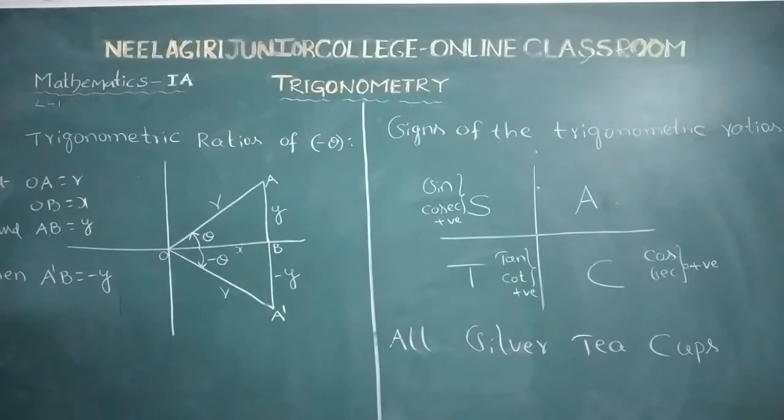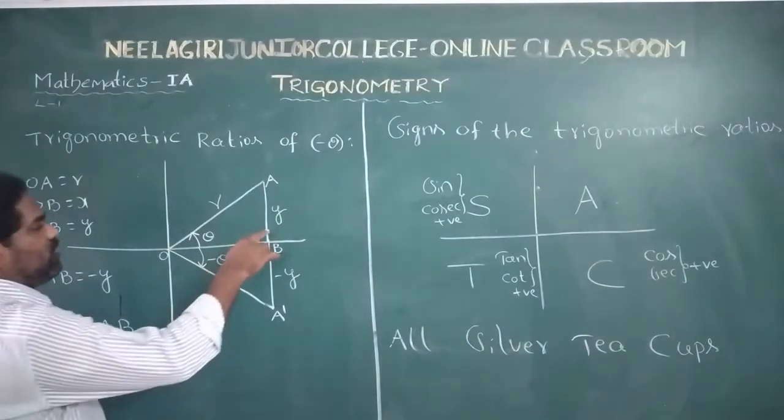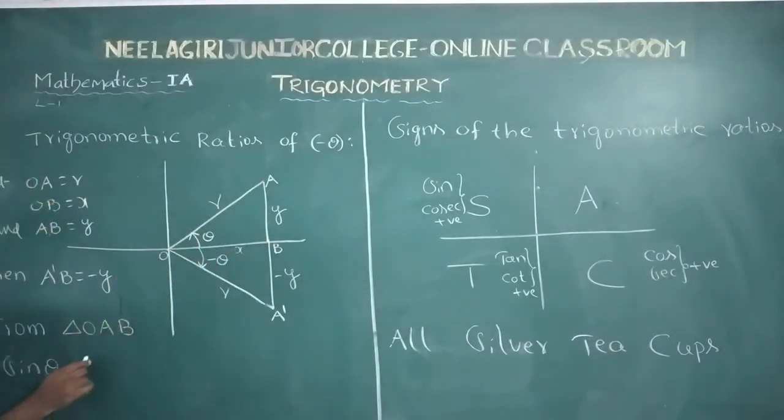Now let us see. From triangle OAB, take sin theta. Sin theta equals opposite by hypotenuse. Opposite is y, hypotenuse is r, so y by r.